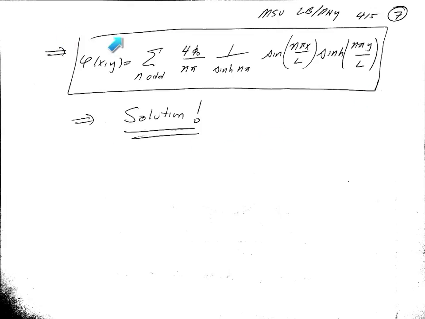Phi of x and y is the sum over all n odd, where n is an odd integer, 4 phi 0 over n pi, 1 over sinh n pi, sine n pi x over L, sinh n pi y over L. This is actually a solution. It may not be a solution of a form you're used to. You may be used to a solution that's a polynomial or a simple trigonometric function. This is the solution of the Laplace equation subject to the boundary conditions in terms of a Fourier series.